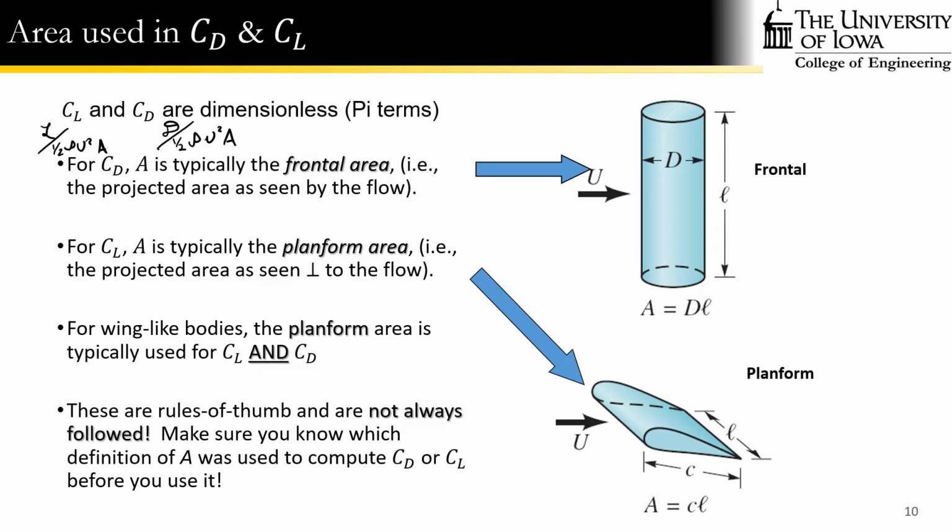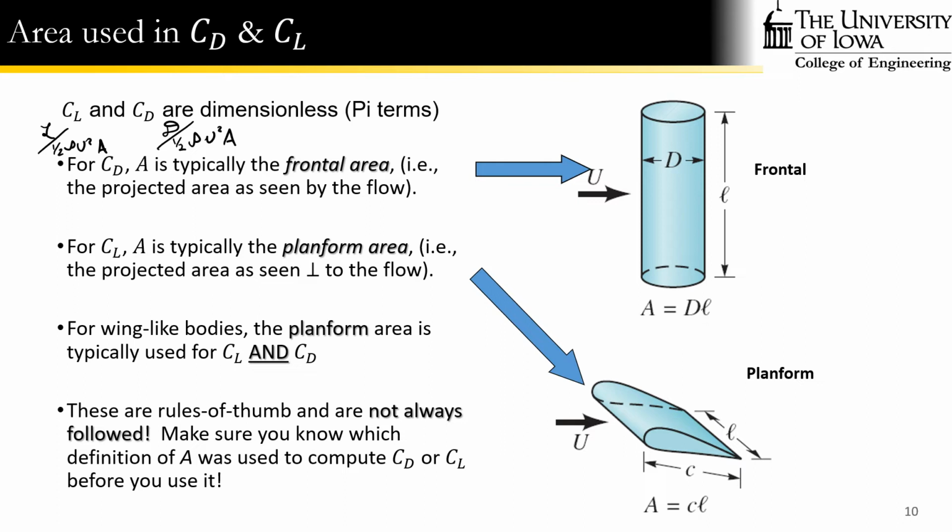For the lift coefficient, the area is usually the planform. That means if you were to orient yourself perpendicular to the flow and look at the object, what's the silhouette that it creates in that case? Another way of thinking about it is, for drag coefficient, the area is the area projected in the direction of the drag. For lift coefficient, it's the area projected in the direction of the lift. Wings like to make things even more difficult by usually using this planform area for both lift and drag coefficients, but don't worry, that will be made obvious to you.